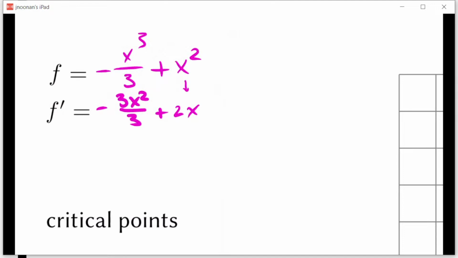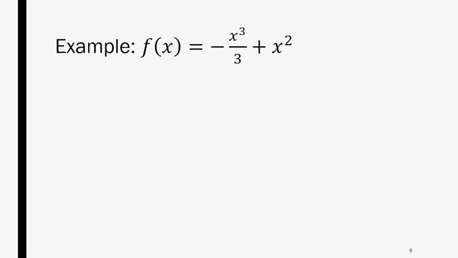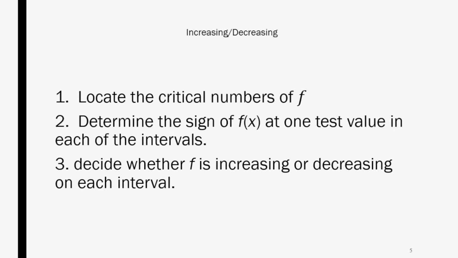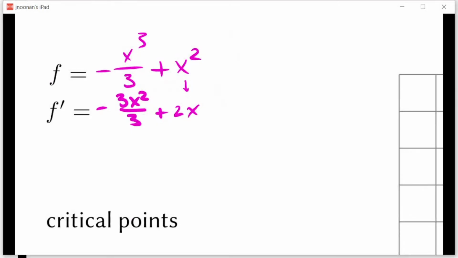Now, in order to figure out where this is increasing or decreasing, we're going to find the critical numbers, and then determine whether you're going up or down between the critical numbers. The critical numbers are the only place the slope can change from positive to negative or negative to positive. That's the goal here, and that's why the very next thing on my chart is critical points or critical numbers. So we need to find these so-called critical points or critical numbers.